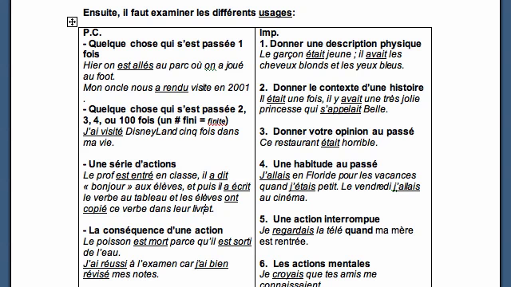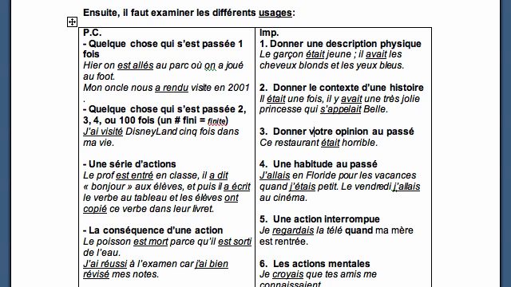And the final category I want you to remember for passé composé is the consequence, la conséquence d'une action. So the consequence of an action. The fish died because he jumped out of the water. Le poisson est mort parce qu'il est sorti de l'eau. Or j'ai réussi à l'examen car j'ai bien révisé mes notes. I passed the test because I studied my notes well. So consequences of actions. But again, specific actions.